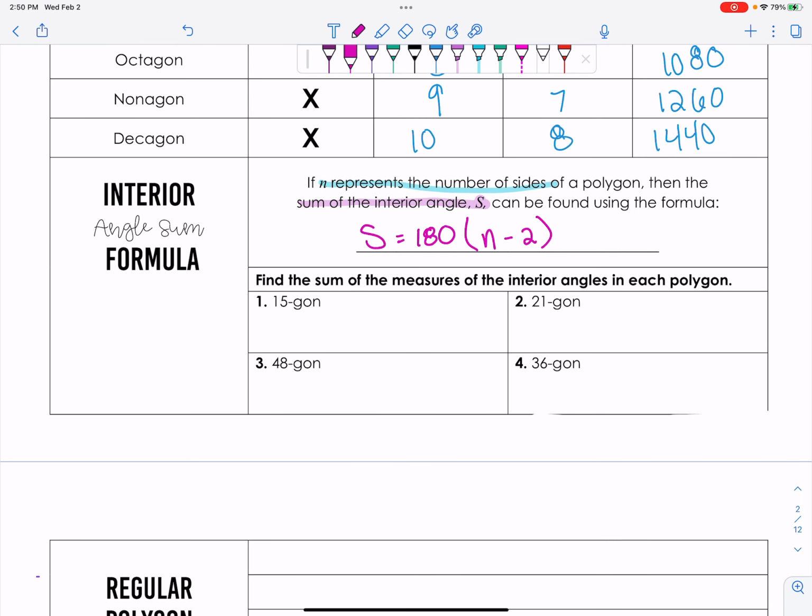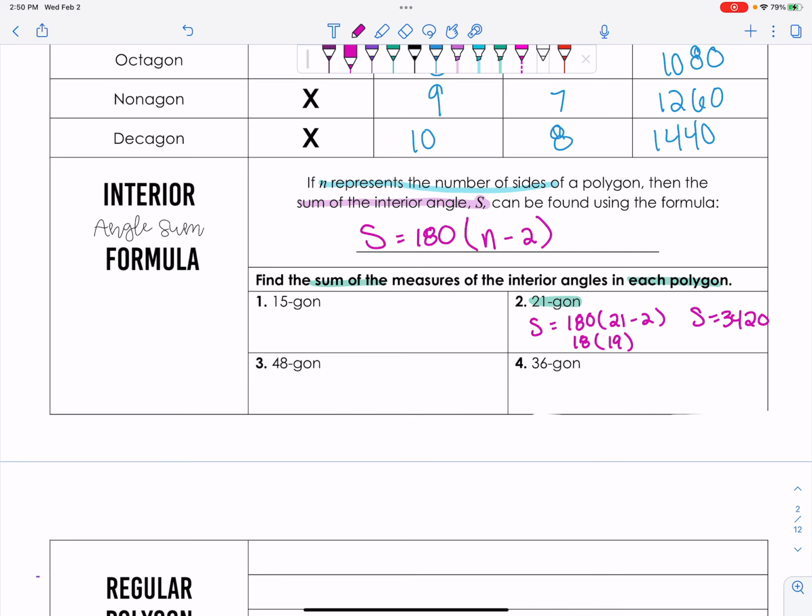So let's look at number 2. We're looking for the sum of the interior angle measures of a polygon with 21 sides. Now we don't want to draw that and split it into triangles, so we can use our formula. So our sum is going to equal 180 times (21 minus 2), which is going to give me 180 times 19, which gives us a sum equal to 3,420. And that will work for every single polygon.